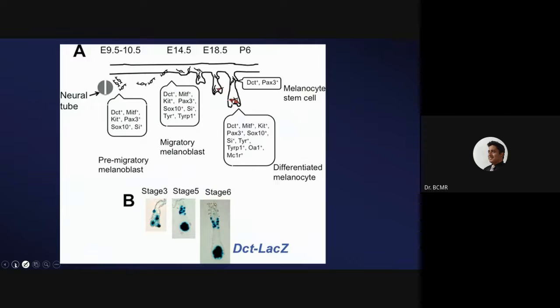So it is thought, well, this is the developmental biology. We don't have to really go through it. The neural tube, and some of the cells are produced, and those are the precursors for the pre-migratory melanoblast, and then they travel out and into the skin, and then they settle into the bulge as melanocyte stem cells, and then they keep on producing more and more cells, so that will form the skin.